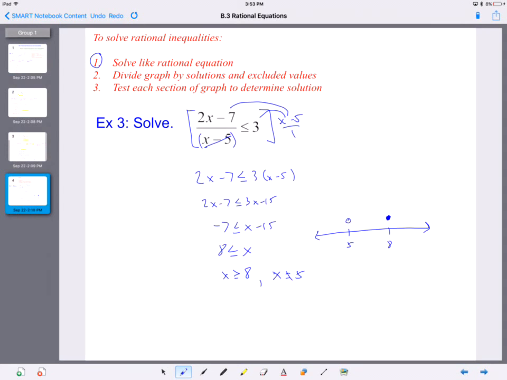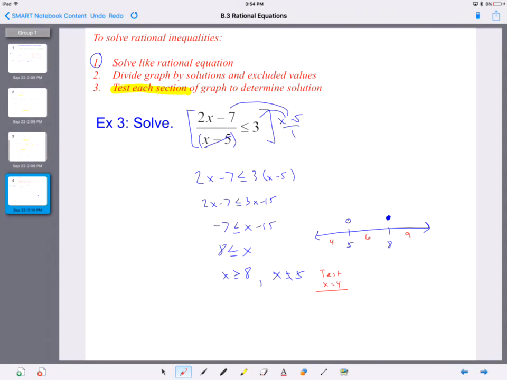And so what we're now going to do is test each section of the graph to determine the solution. So we're going to pick a value from this section. It can be any value you want that's less than 5. Typically I try to pick something close, so I'll pick 4. Anything in between 5 and 8, I'll pick 6. And then anything greater than 8, I'll pick 9. And what you're going to do is plug these numbers back into the inequality and see whether it's a true or false statement. So, for example, I'm going to test x equals 4.